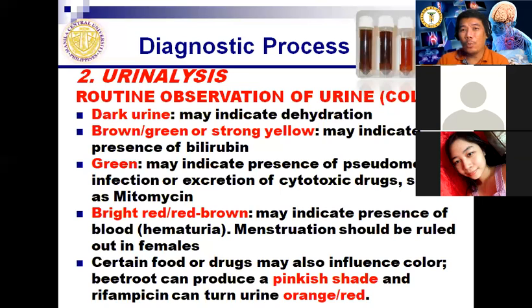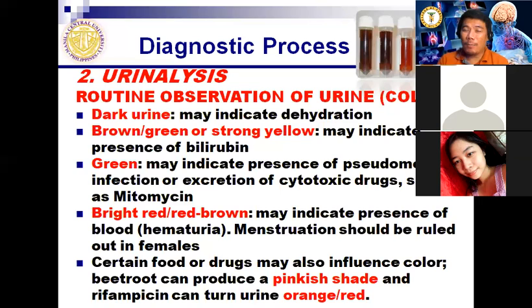Because if it is luminous, usually the luminous color of the urine is brought about when you take multivitamins, ascorbic acid, sodium ascorbate. So those are the colors that are being produced. But the strong yellow that I'm talking about is concentrated yellow. If it is brown, there could be an indication of the presence of bilirubin.